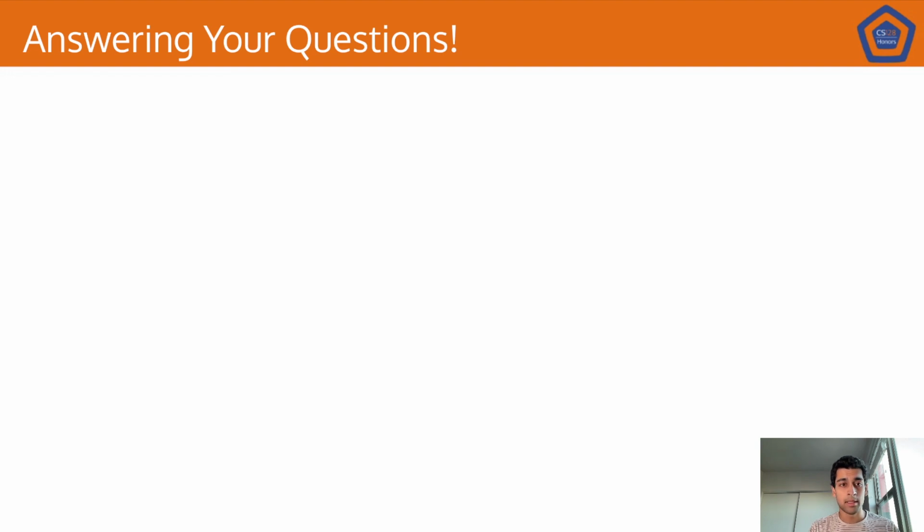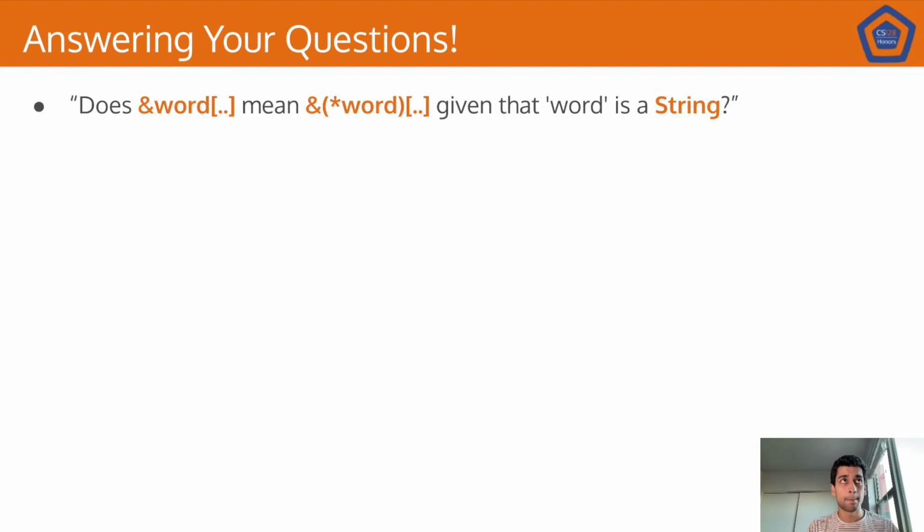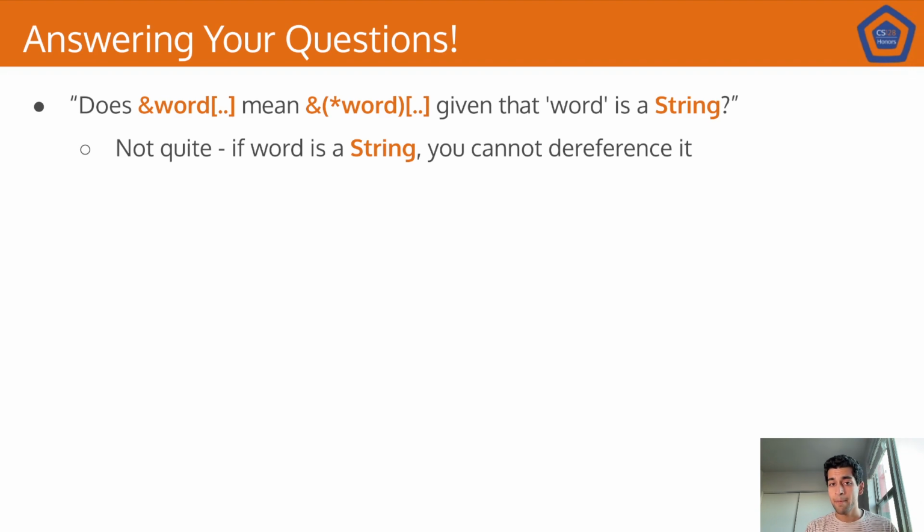Okay, so let's get into the question. Does a string slice of word mean the same thing as a string slice of dereferenced word, given that word is a string? So not quite. If word is a string, you can't dereference it. Dereferencing is not supported the same way it is in C++ or some other languages. When you have some type of string slice, that's all it is. You can't really dereference the string, so this little bit in Rust would not compile.